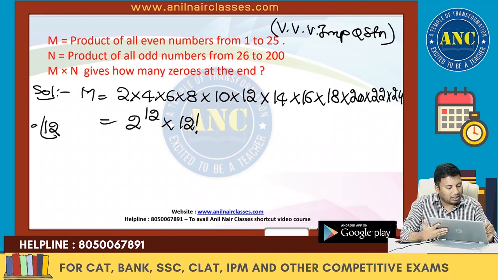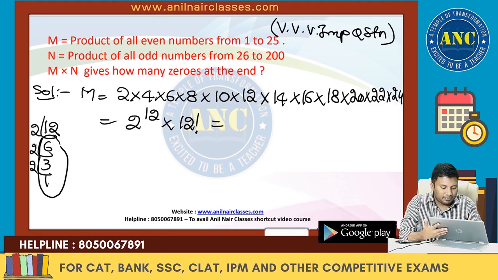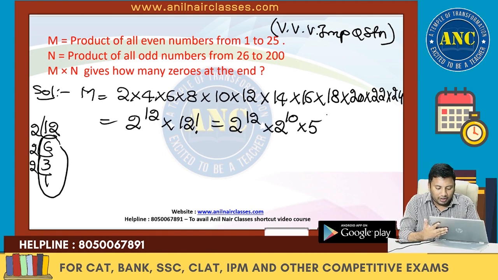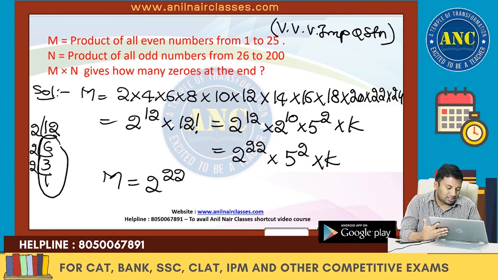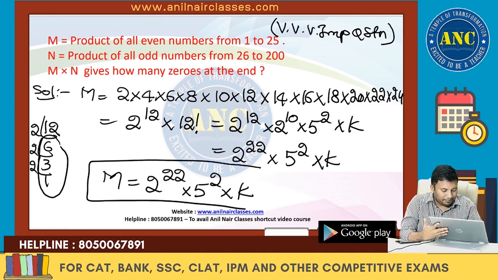In 12 factorial, what is the highest power of 2? 2 6s, 2 3s, 2 1s. 6 plus 3 plus 1, it is 10. So it is 2 power 12 into 2 power 10 into 5 square into k, which is nothing but 2 power 22 into 5 square into k. I will write it like this. M is nothing but, as a power of prime basis, 2 power 22 into 5 square into k. Am I right? This is the M value.